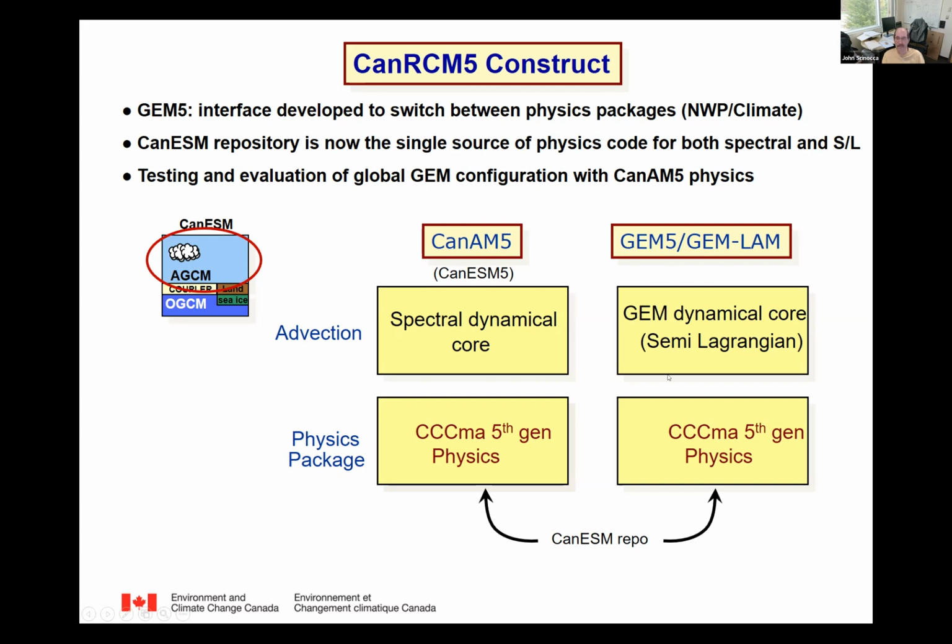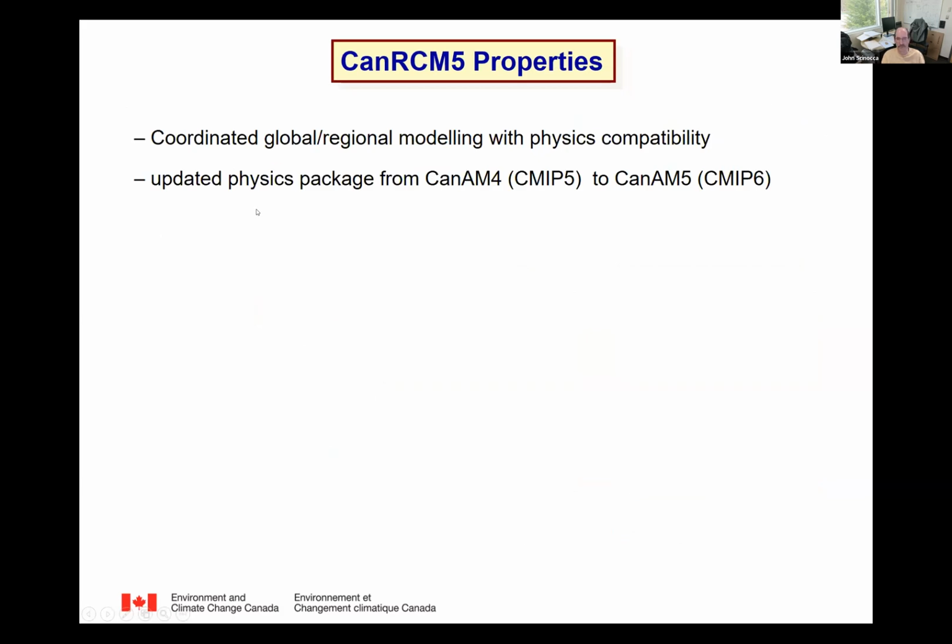And so because this is going to be our regional climate model, as it has always been, and we have this nice connection, we're testing, as Neil said, this GEM 5 with our CanAM5 physics in global mode as a new dynamical core for the ESM, the atmosphere component of the ESM. So that's an improvement. Okay, so what else is improved in CanRCM5? We still have this coordinated global and regional modeling approach, so we still maintain that. There's a fully updated physics package going from CanAM4 that we used for CMIP5 to CanAM5 for CMIP6, and Jason will be discussing that, I guess, after the break.